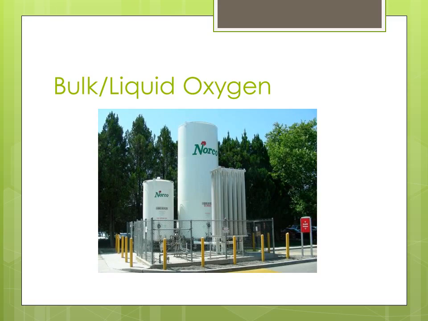Here's an example of a bulk liquid oxygen system. You notice obviously a big tank and a small tank. These are liquid oxygen. The smaller tank is there as a redundant backup system, so it's valved separately to the larger tank. And again, that's a fairly common configuration you'll find in most hospitals.